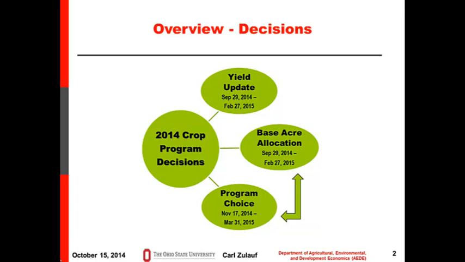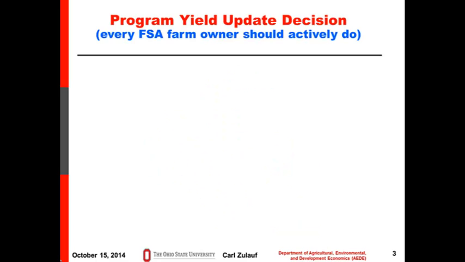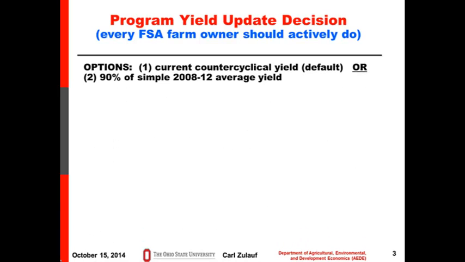I want to talk about each one of these decisions. I will start by talking about the yield update decision. This is one that every FSA farm owner should actively do, even though you don't necessarily have to do it. There is a default option here. You may keep your current counter-cyclical program yields. This is the default option. Or you may use another option, which is 90% of a simple average for the years 2008 through 2012. And you will want to look at these options and compare them.